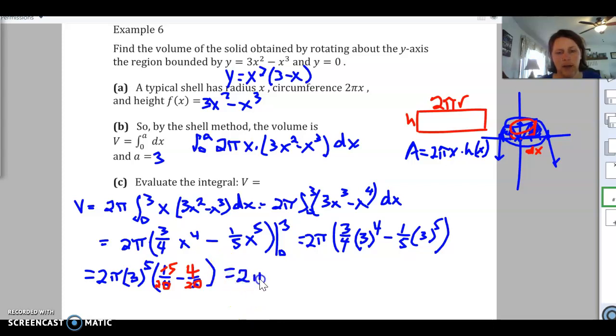So 2 pi times 3 to the 5th times 1/20. Then our 20 and our 2 will reduce. We'll have 10 left here. 3 to the 5th, make sure I'm looking at my right one, is 243. So I have 243 pi over 10. And that is your final exact answer for number 6.